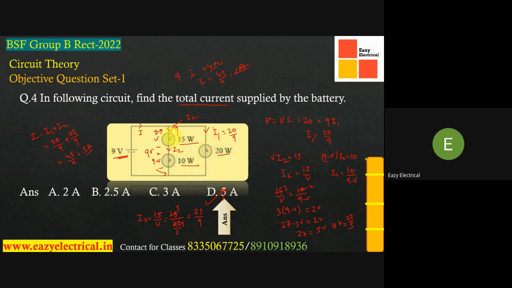I just added all the values of the wattages to get the total wattage and divided it by the source voltage. So we are getting the total current. Just simply adding all the values.